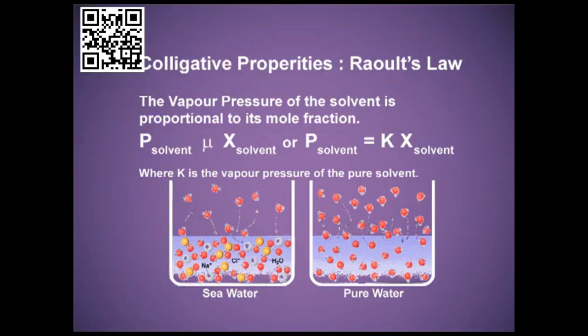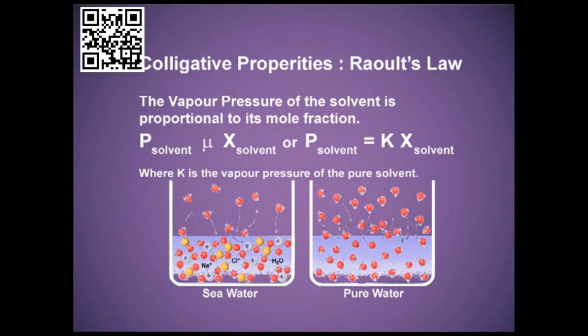Just see this picture. In picture A, you can see it is sea water, and sea water has many salts. The red balls are water molecules, and the yellow and white balls are some salts. Due to these salts, the water molecules are fewer on the surface and they get little chance to escape. So, in the vapor state, the number of water molecules is less.